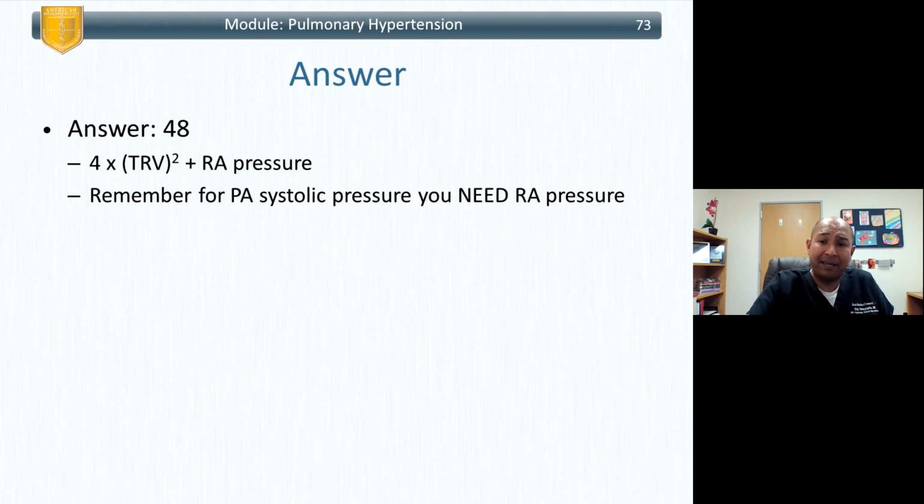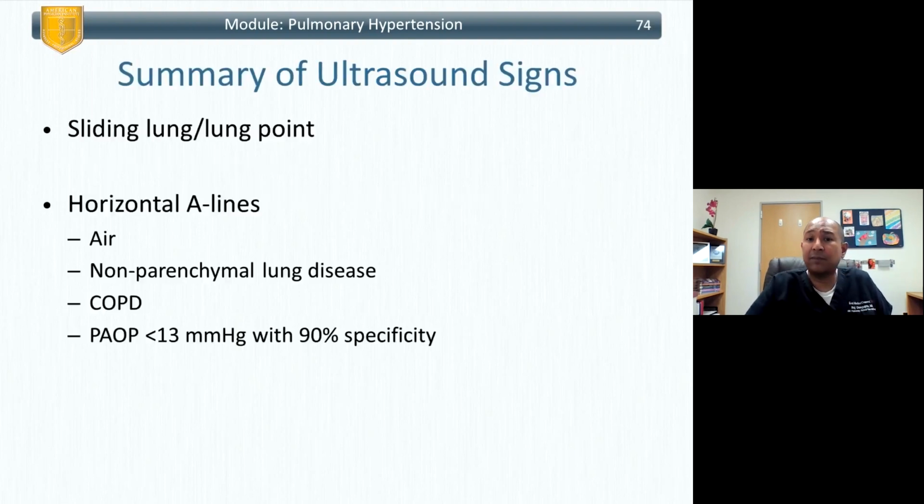With all that being said, what are some of the high yield points you should get from this lecture? We talked a lot about sliding lung. It's a great first step: do I have a pneumothorax or not? What's the most specific thing to confirm a pneumothorax beyond no lung sliding? Trying to find that lung point. Easier said than done. We talked a lot about artifacts. We talked about these horizontal A lines. Remember, they could be seen with a pneumo and without a pneumo. The A lines, A for artifact, A for air. You know what I mean?